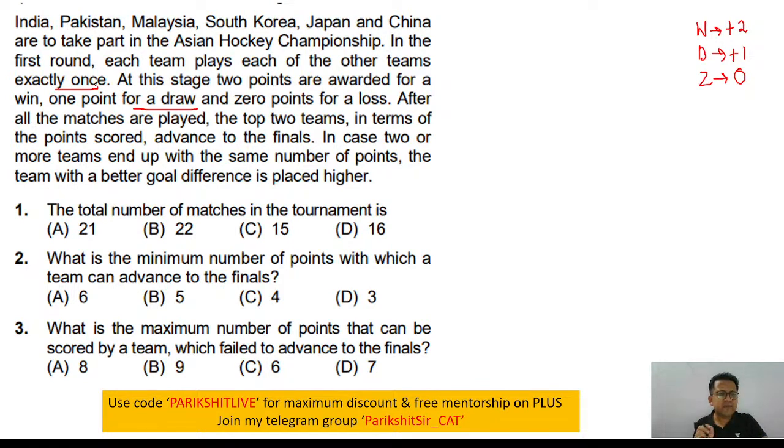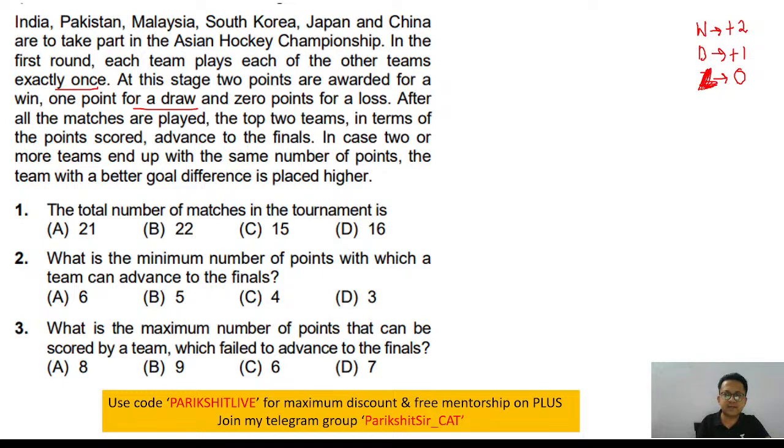Six teams are there. Everyone plays against every other team exactly once in round one, and the top two teams go and play round two, which is the finals. And the scoring pattern is given. You win, you get 2 points; you draw, you get 1 point; and if you lose, 0 points. Win, draw, and let's say lose. I'll call that L, lose.